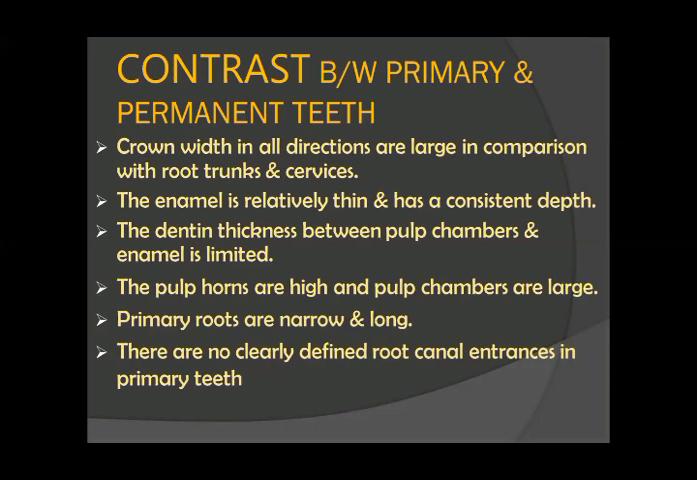First, the crown width in all directions is larger in comparison with root trunks and cervical. Second, the enamel is relatively thin and has a constant depth. Dentin thickness between pulp chamber and enamel is limited. The pulp horns are high and pulp chambers are large. Primary roots are narrow and long. There are no clearly defined root canal entrances in the primary teeth.